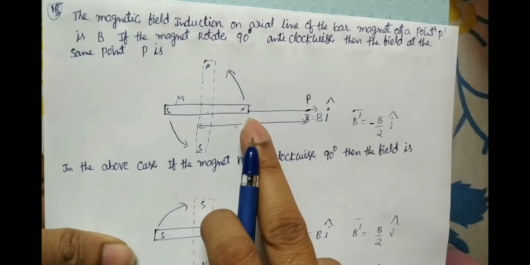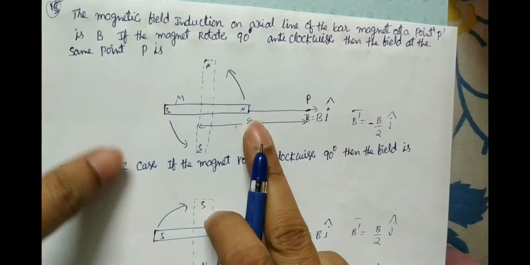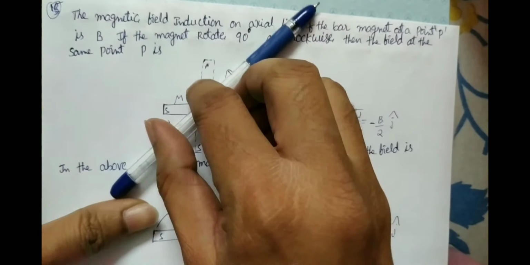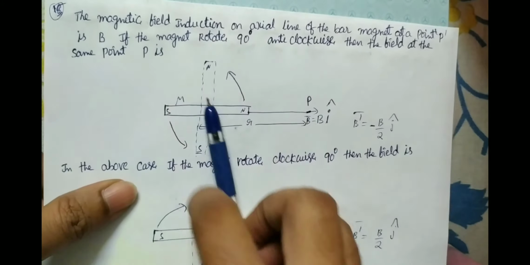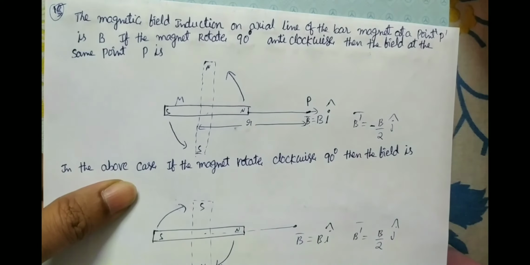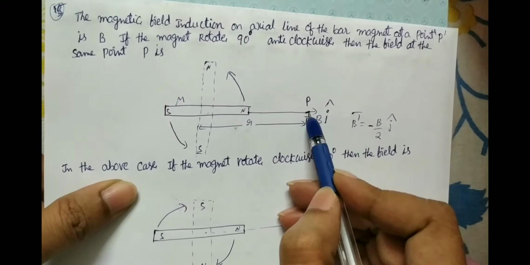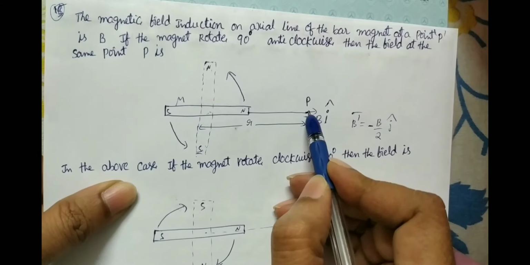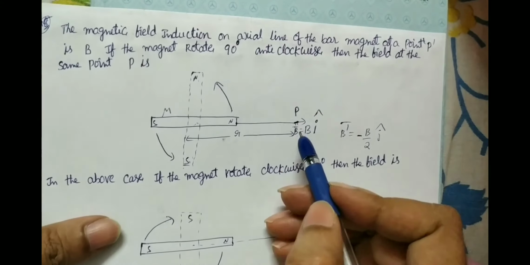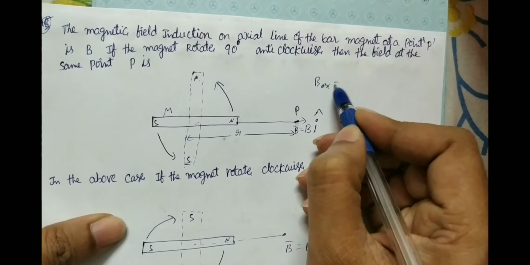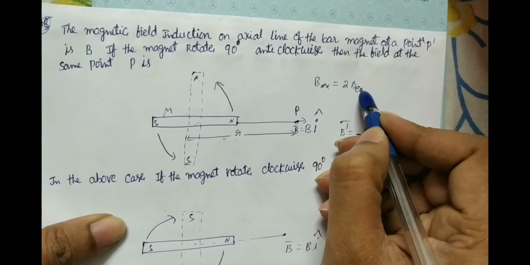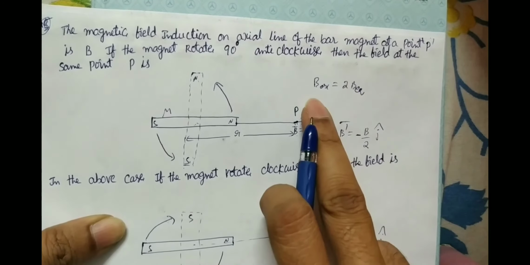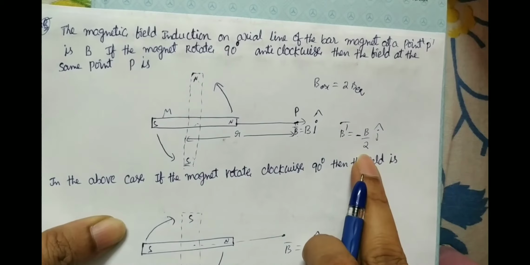If this magnet is rotated in the anti-clockwise direction by 90 degrees, then what happens to the field at this point? We know that earlier it was a point on the axial line. Now for this bar magnet, in the new position, it is on the equatorial line. Then what happens to the field? What is the relation between B axial and B equatorial? B axial is equal to 2 times B equatorial. They gave B axial, we need B equatorial, so sending this to the other side, you get B/2.